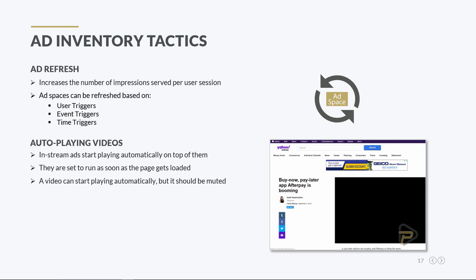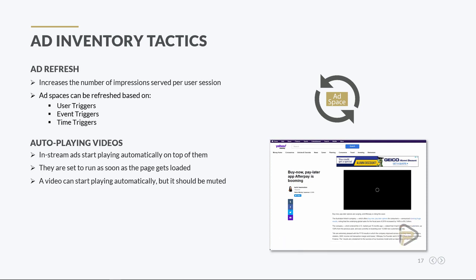Another tactic a publisher may use to increase viewability is by making their videos play automatically. By having auto-playing videos, the chances are that in-stream ads will start playing automatically on top of them as well. Auto-playing videos are typically set to run as soon as the page gets loaded. According to the Interactive Advertising Bureau standards, a video can start playing automatically, but the sound should require user interaction. In other words, the video should be muted while it plays, and the user should unmute it manually if they want to listen to it. But, let's see an example of an auto-playing video.